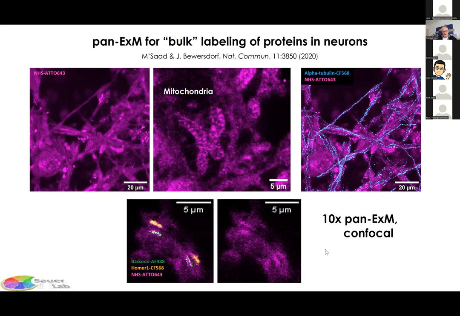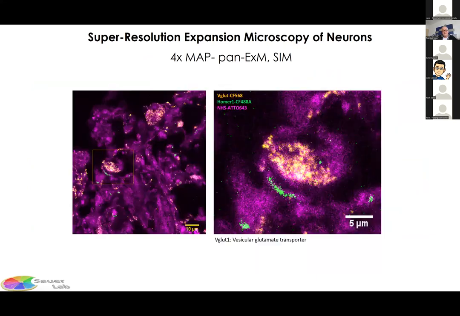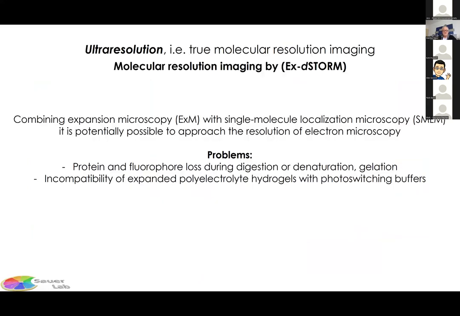All right, lipids can also be fed to neurons and expanded together with immunolabeling. And you can finally also visualize vesicles on the presynaptic side and Homer on the postsynaptic side, the synaptic cleft, together in such a fourfold expanded sample by 3-color structured illumination microscopy.